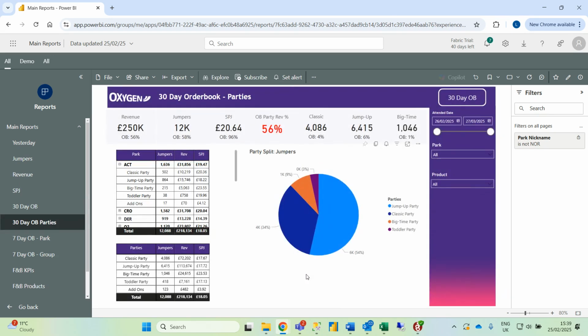We then have a specific tab for parties. So now you're able to see a bit more in depth. You're able to see classic party jumpers, with our Jump Up and Big Time jumpers as well, for a bit more of an in-depth split. We're able to see our parties split by park as well that we're offering, with our group average and the graph to show you individual splits and percentages of those as well.